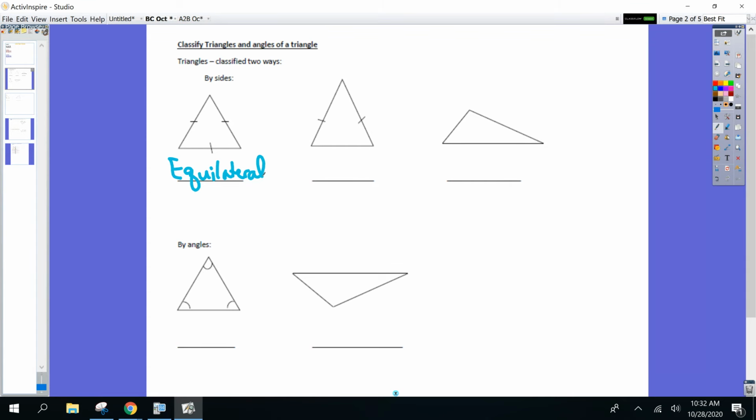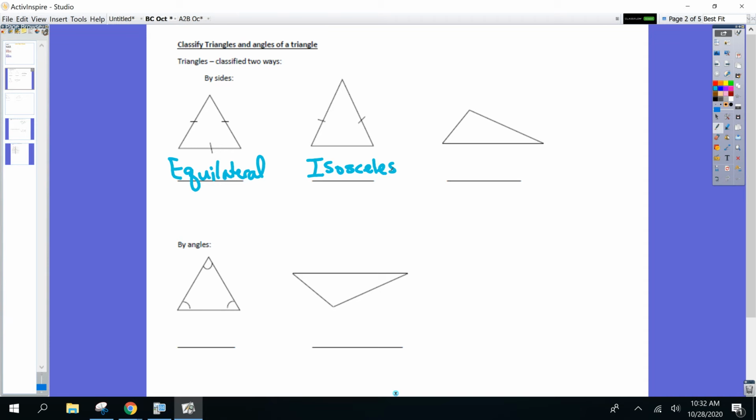All good? What if I only have two sides congruent? Only two sides. The third side is not congruent to the rest. That is a? Isosceles. There we go. That's a spelling word, huh? Isosceles. Good.